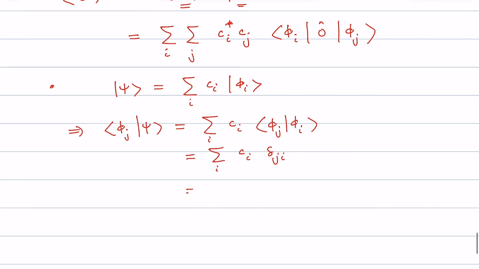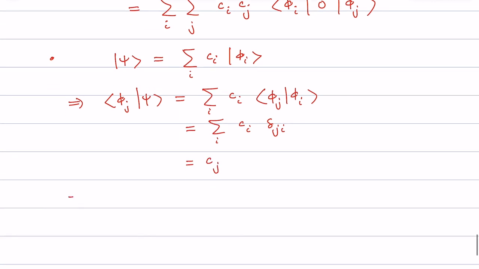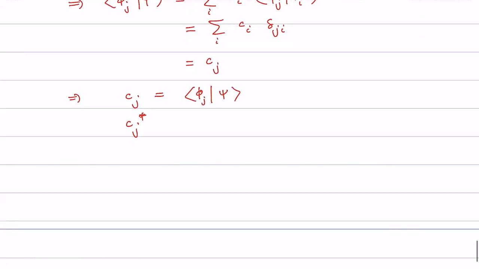And because of this, the summation will become simply c_j. So I can express this coefficient c_j in terms of the arbitrary state psi and the orthonormal state phi_j, like this. And the corresponding c_j star would be equal to bra psi ket phi_j. This is easy to understand.